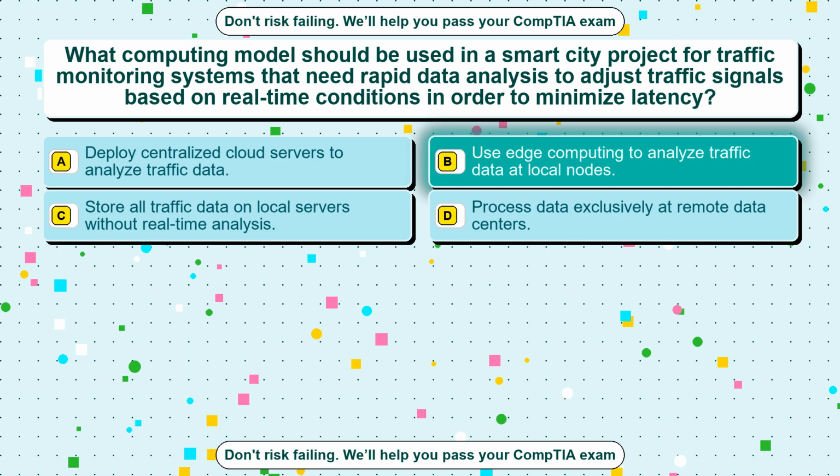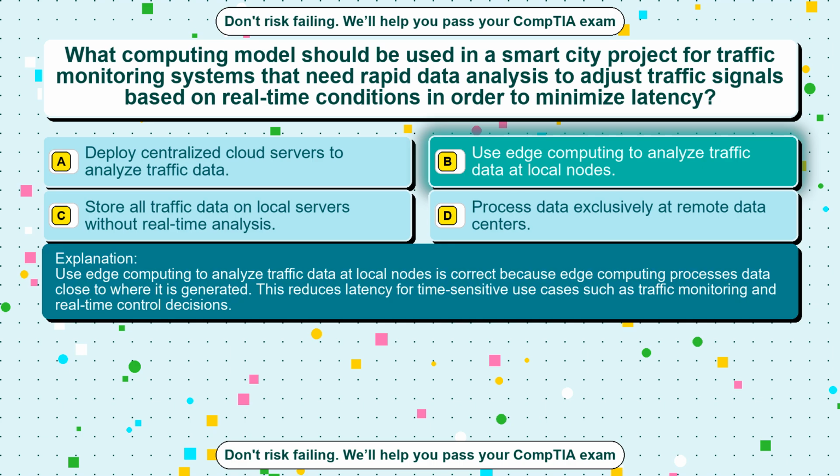The correct answer is option B. Use edge computing to analyze traffic data at local nodes. Use edge computing to analyze traffic data at local nodes is correct because edge computing processes data close to where it is generated. This reduces latency for time-sensitive use cases such as traffic monitoring and real-time control decisions.